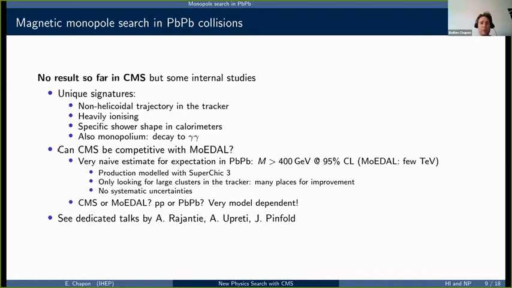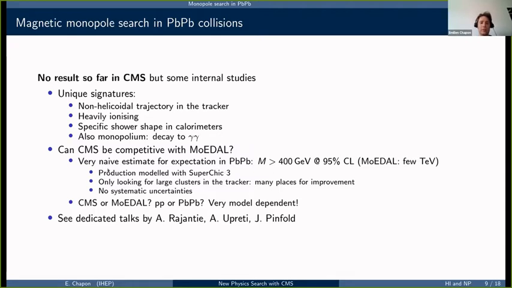We did some preliminary studies in CMS. Of course, one question is whether we can do something which is competitive with MoEDAL. So there will be also a talk from this experiment later, which is dedicated to this kind of signals. So a very naive estimate that we got for what we can do in CMS was a lower limit of 400 GeV, which is much lower than the recent results from MoEDAL.